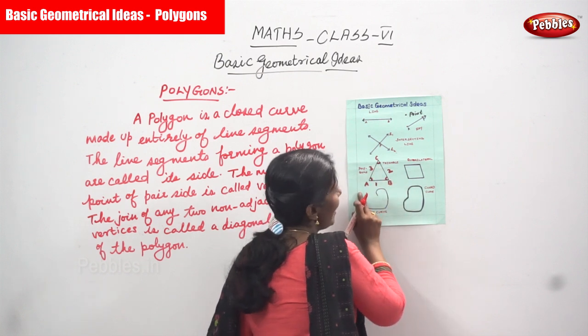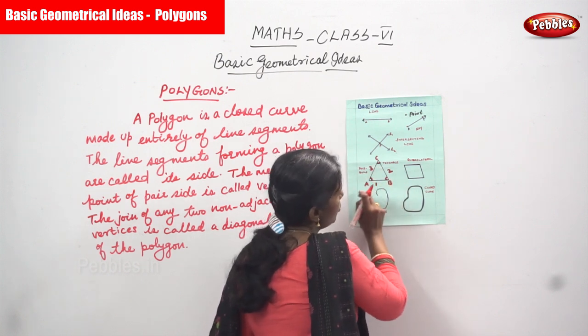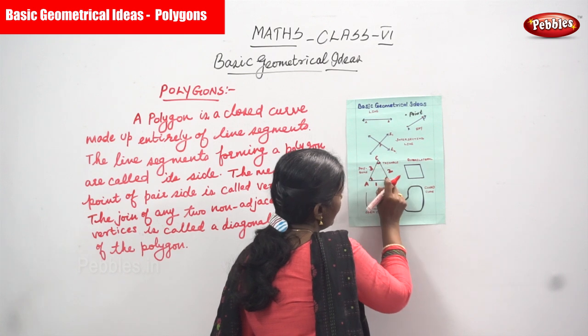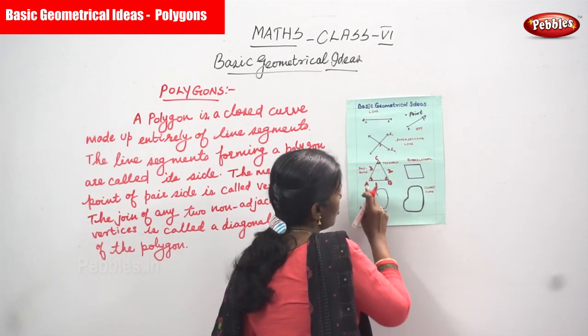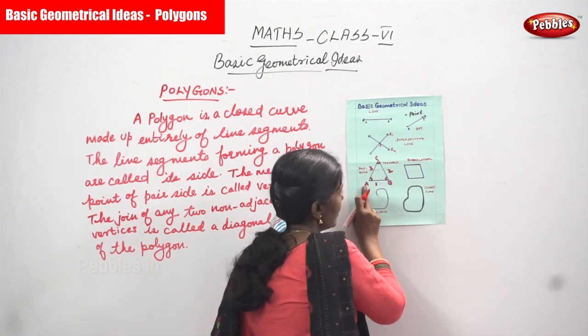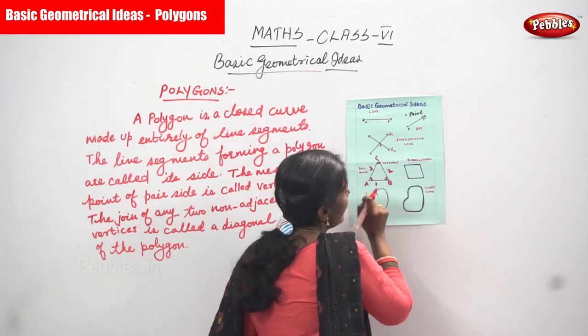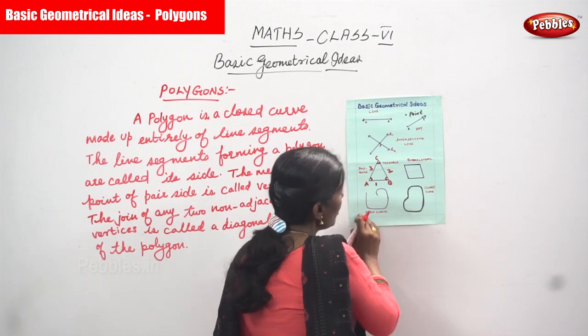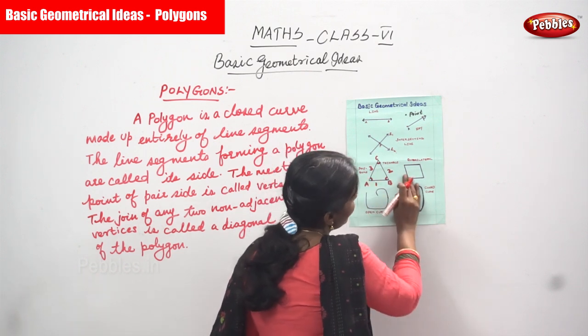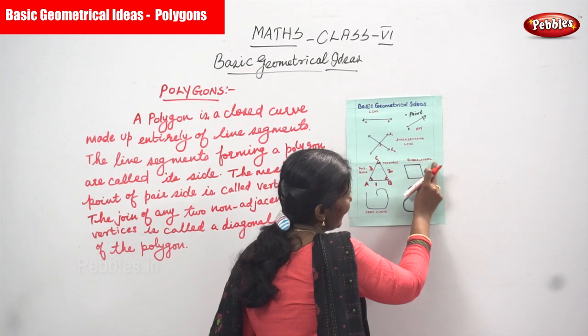So how many sides? Three sides. And how many vertices? Three vertices. A is a vertex, B is a vertex and C is a vertex. So it has three vertices and three sides. So it is a three-sided polygon, and a four-sided polygon is, for example, the quadrilateral.